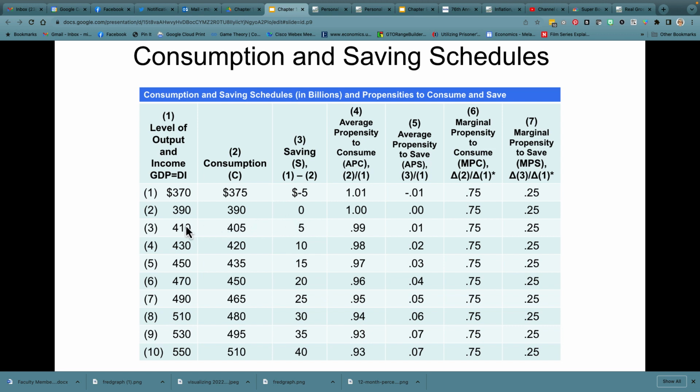And then as income continues to increase, we see that consumption increases, but now we have some left over, right? So now we're getting into those levels of income where now we can save. So again, you'll notice that these two columns, consumption and savings, always have to add back to our level of income. Now we'll come back to those propensities here in a moment.